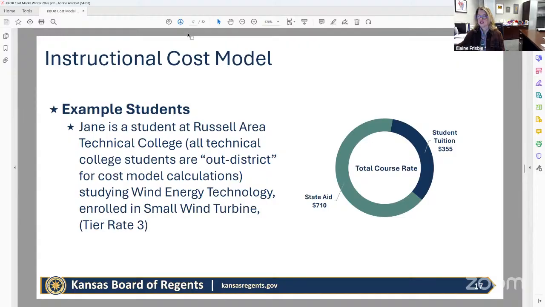Jane is a student at a technical college. So by definition, then, they are out-district students. So her wind energy technology class for small wind turbine is a tier rate 3. That actually generates $710 in state aid versus $355 in student tuition, according to the model.